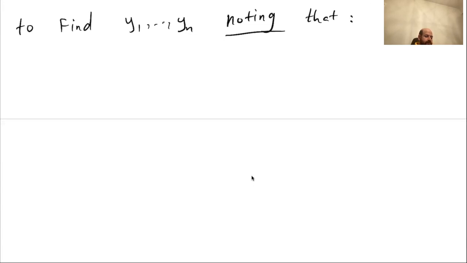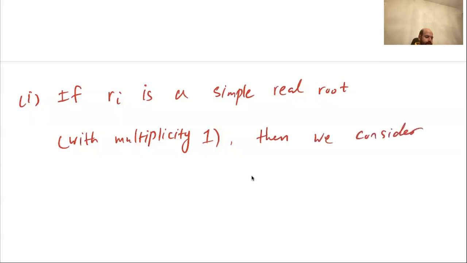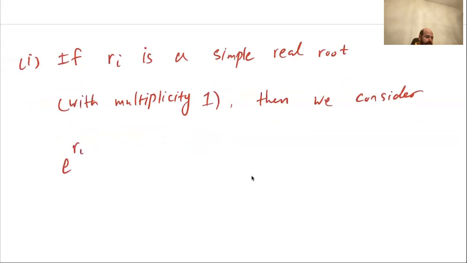there are a few things that we have to note here. So first of all, if let's say ri is a simple real root, with multiplicity 1, then we consider e to power ri x as a solution.